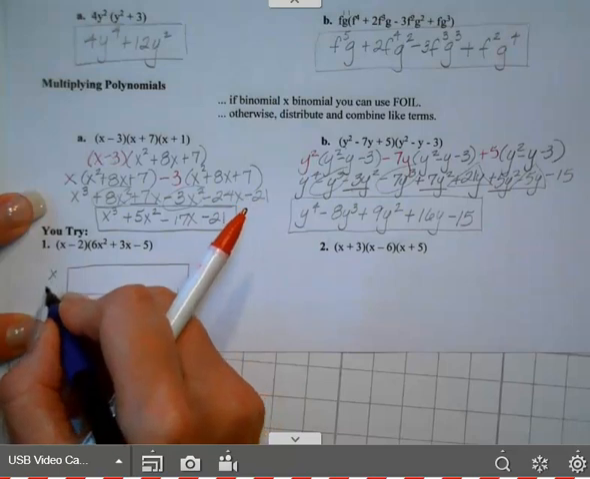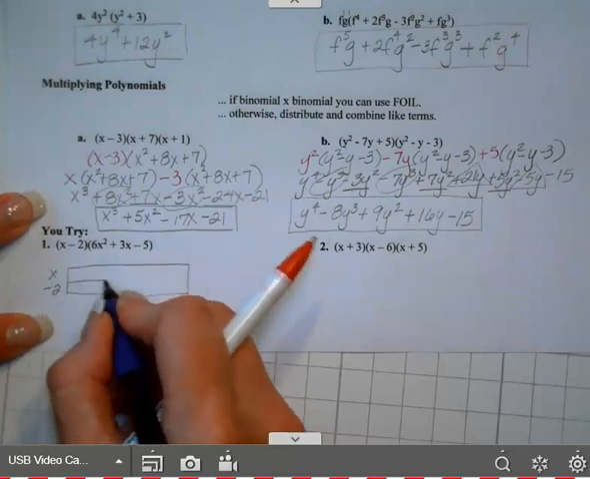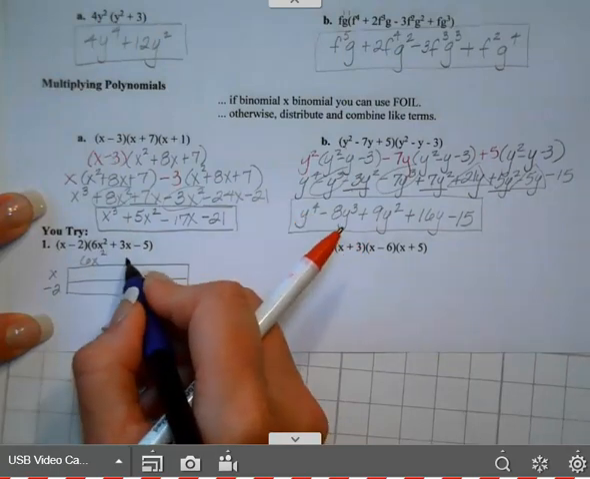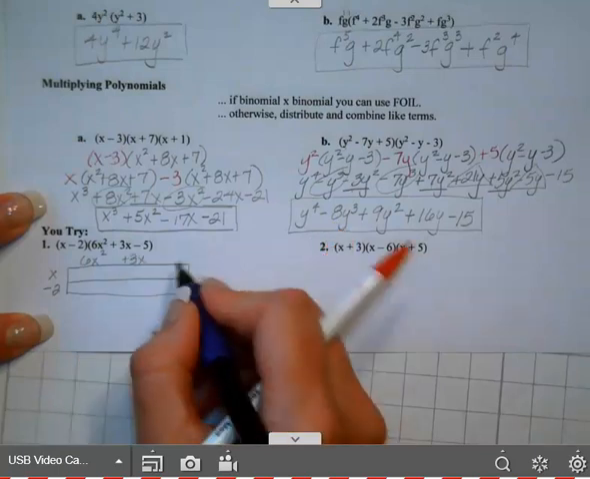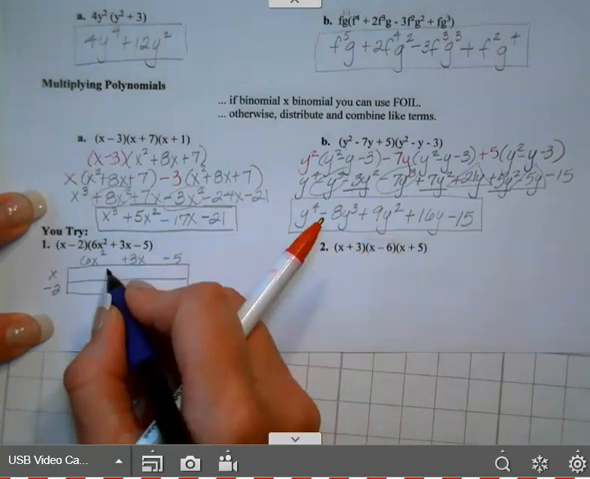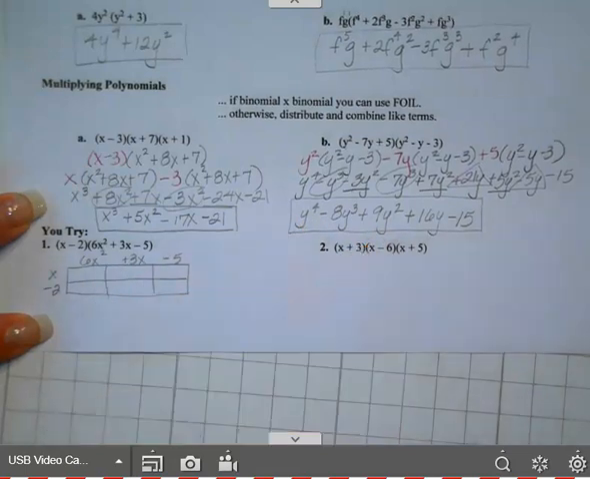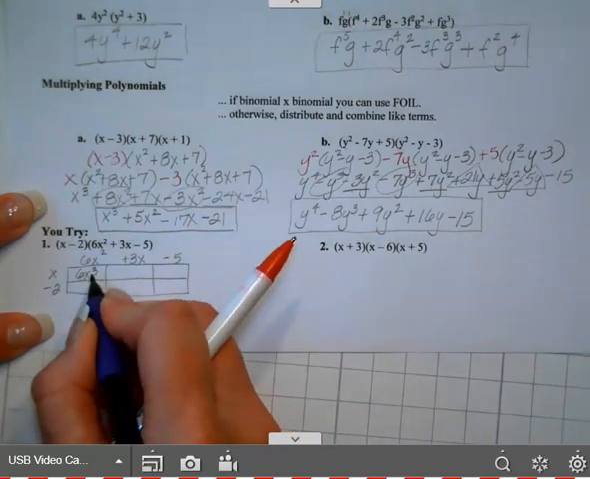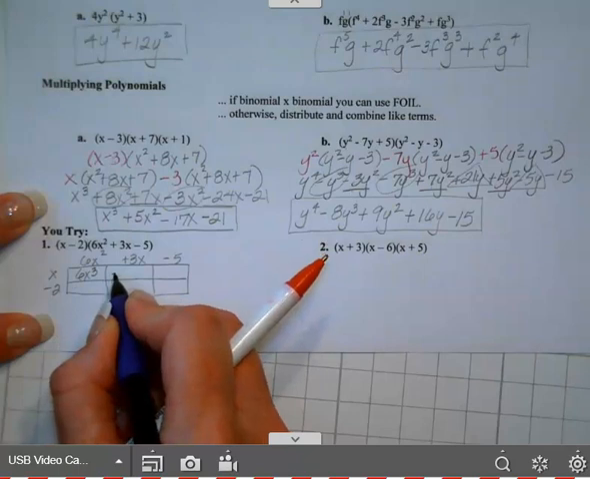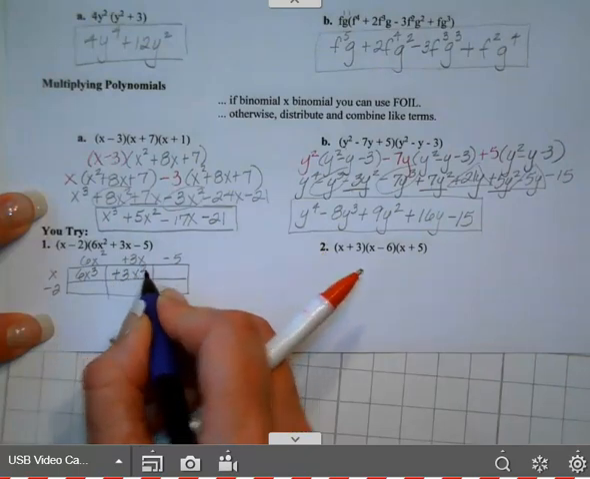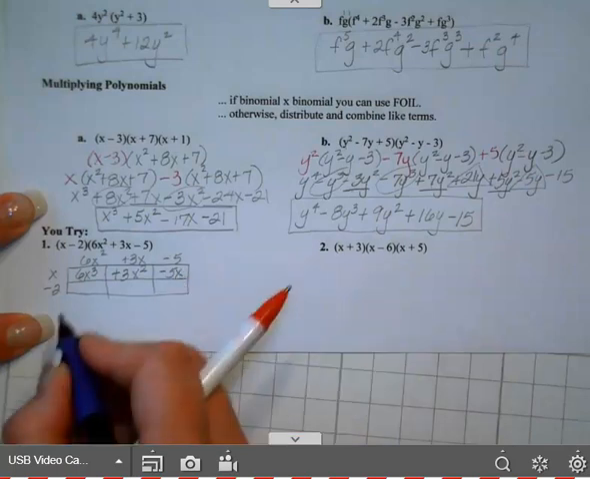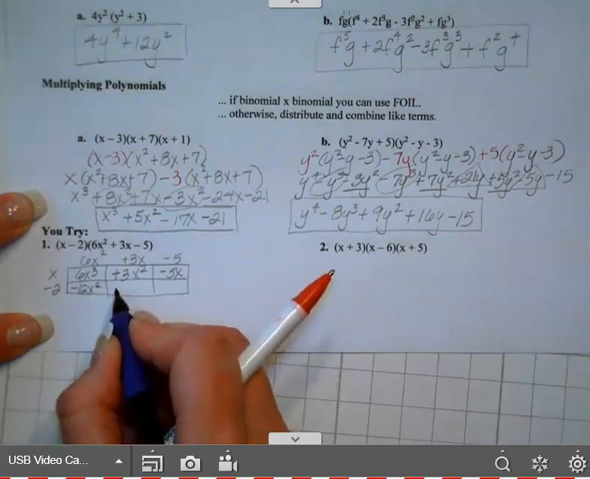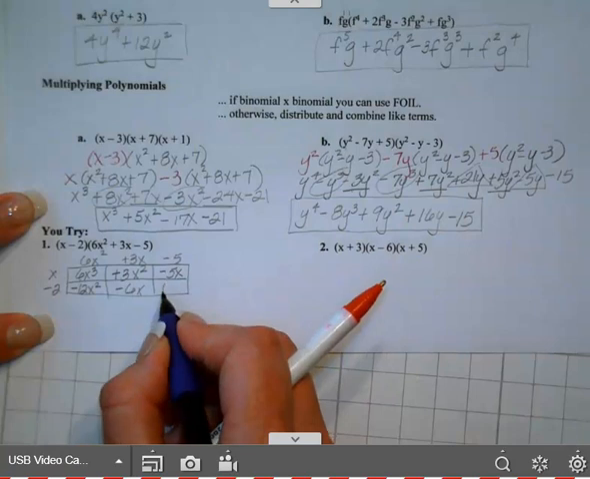And so I'm going to put x and minus 2 along one side. And then my other terms in my other parentheses will go along the top. And then you'll multiply the stuff that's in the box. So my first term is 6x to the 3rd. And then you can just work across. So plus 3x squared minus 5x. This box is negative 12x squared. This box will be minus 6x and then plus 10.